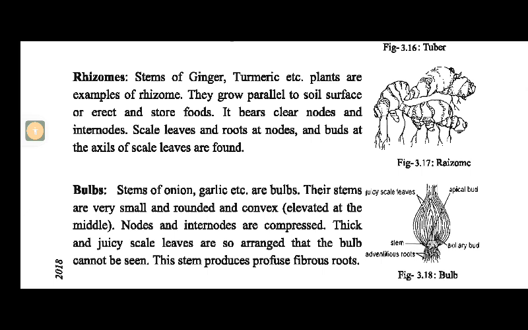Rhizome. Stems of ginger, turmeric, etc. plants are examples of rhizome. They grow parallel to the soil surface or erect and store food. They bear clear nodes and internodes. Scale leaves and roots at the nodes, and buds at the axils of scale leaves, are found.